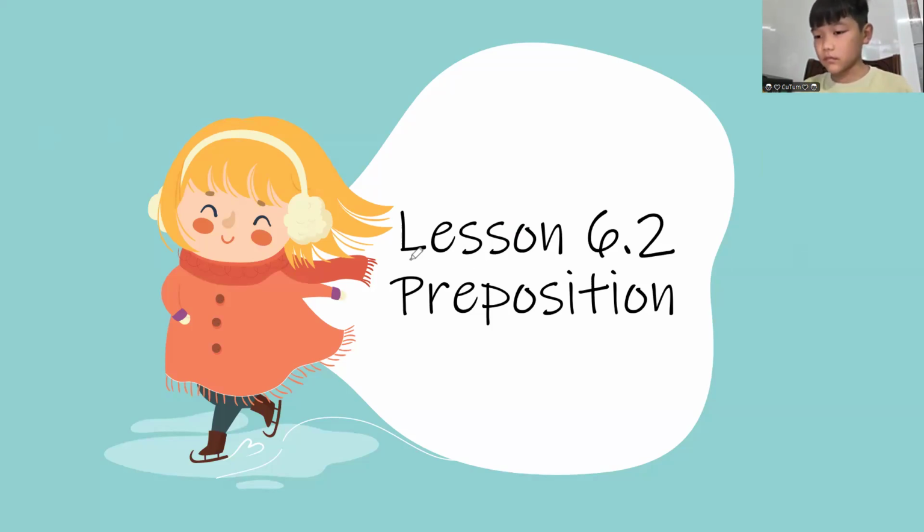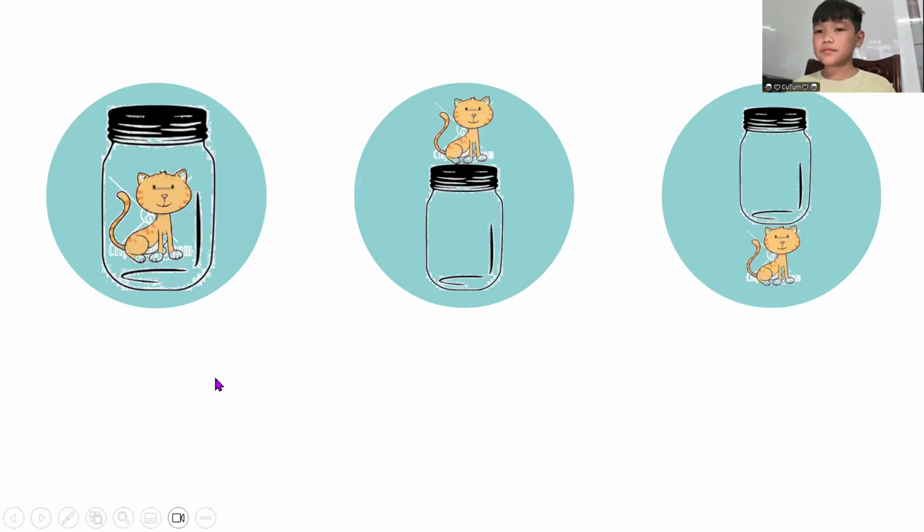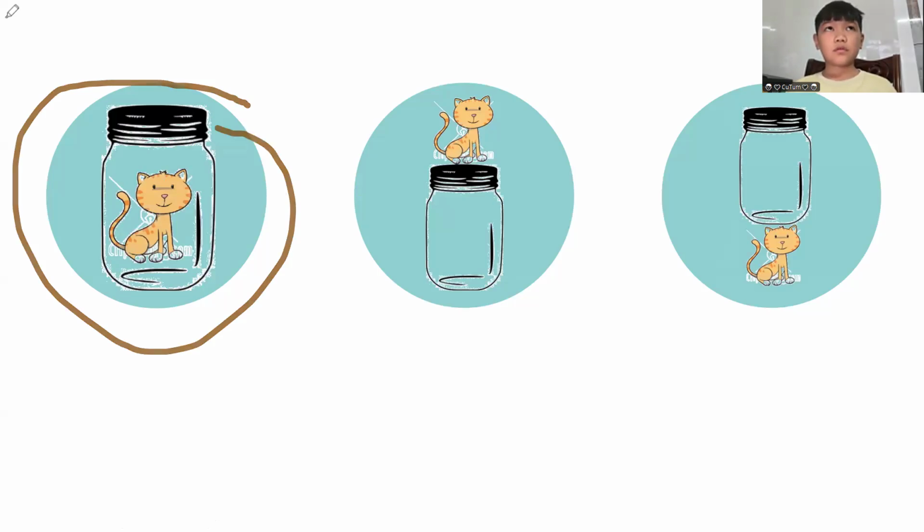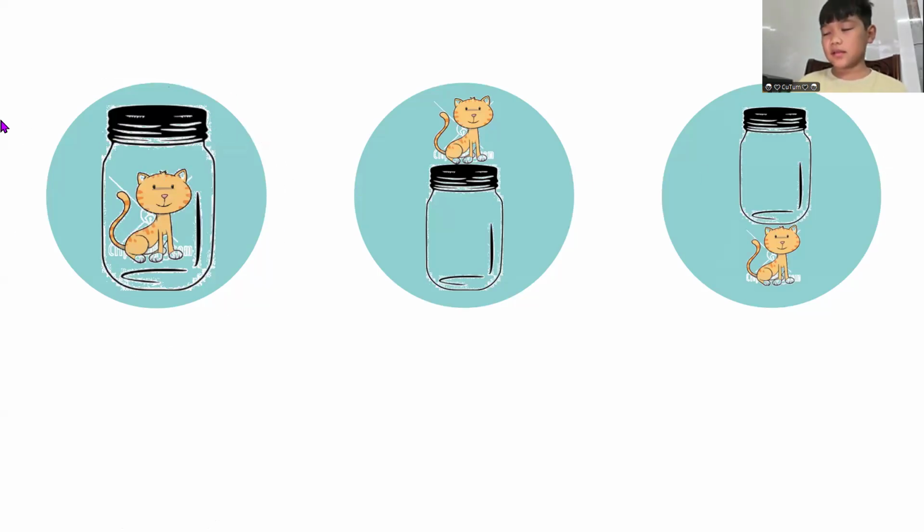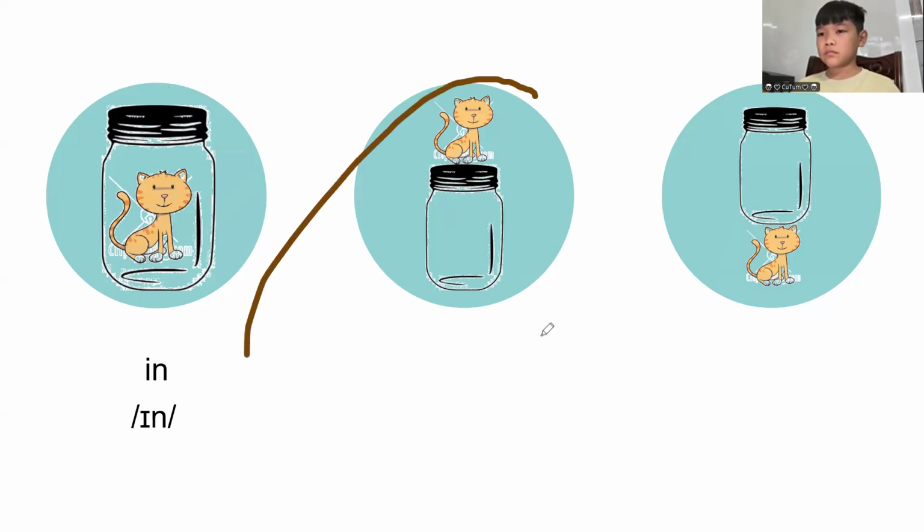So we are still in lesson 6.2, preposition. Okay, now let's have a review. Now look, where is the cat? In. Yes, okay, say In. It's in the glass. One more, it's in the glass. That's correct.